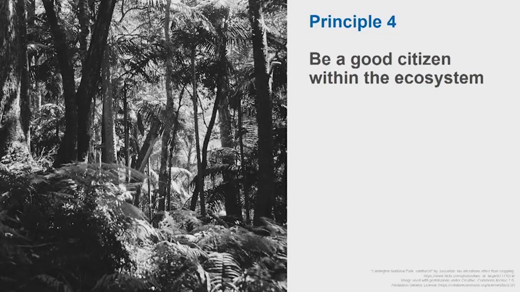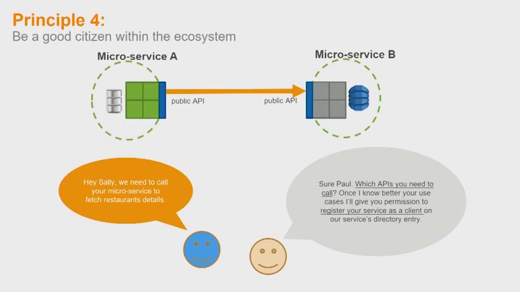And last but not least is be a good citizen within an ecosystem. So by that, I mean, communication is the key as you continue to grow your microservices application. So here we have a service A and B, and service A is asking B that we need to call your microservice to fetch restaurant details. And service B will pose back a set of questions to A: what APIs you need to call, what permission you need, and also what are your request and response limits.